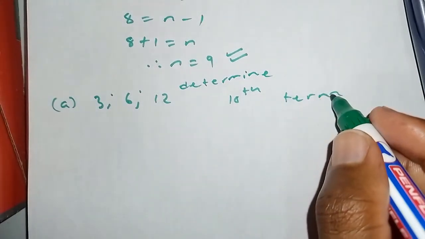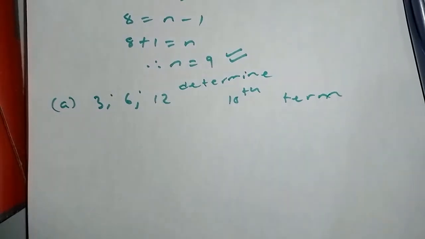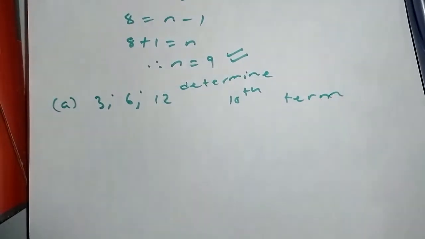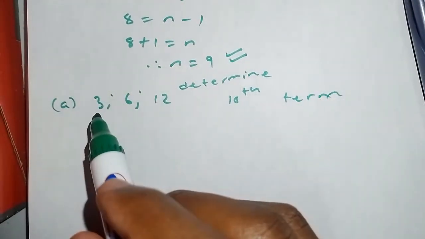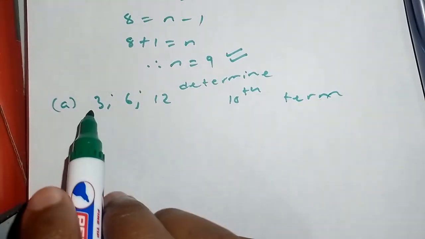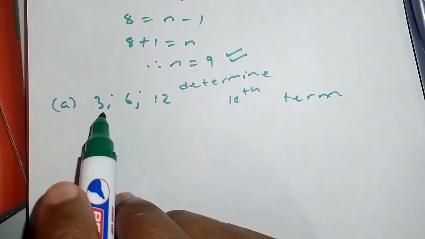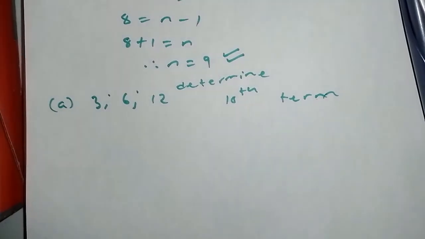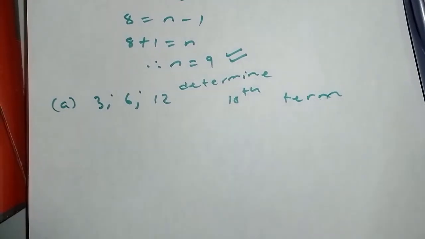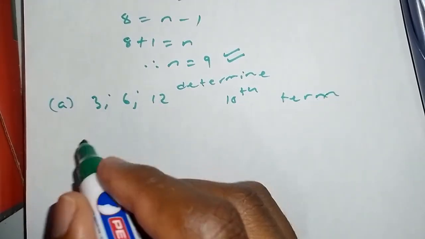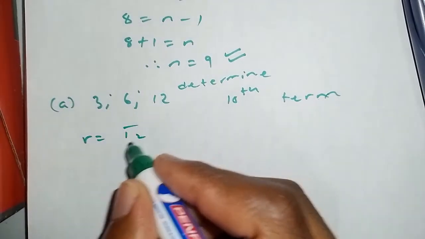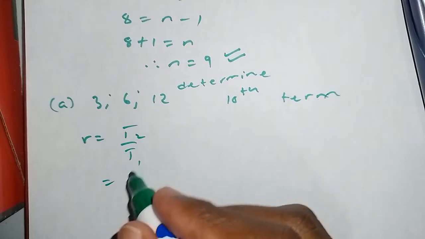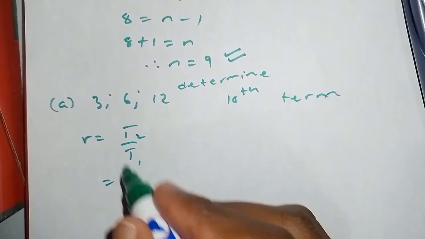But you know, if you need to determine the 10th term of the sequence, you need to know your equation, you need to know your formula, right? Otherwise, if you don't want to use a formula, you can just go step by step, calculate the value of r, and multiply and multiply until you get to the 10th term, which is a long process, right? Okay, now I can just say r equals t2 divided by t1. What is the value of r? T2 is 6, t1 is 3.